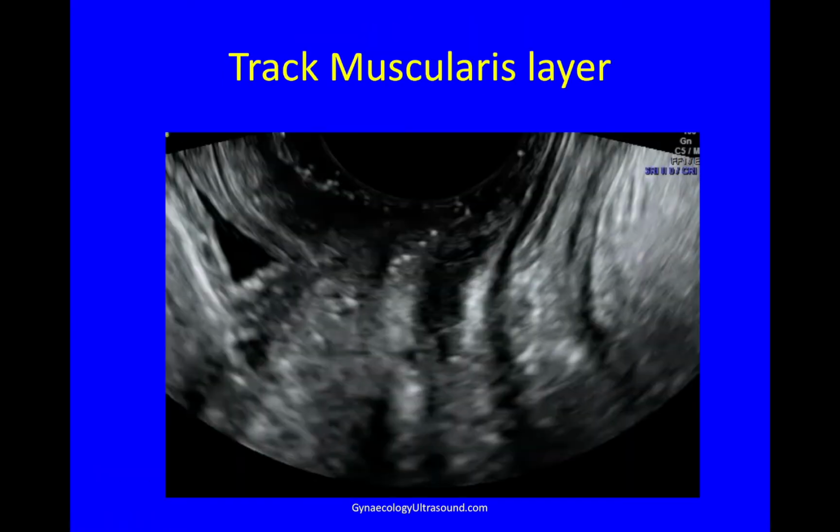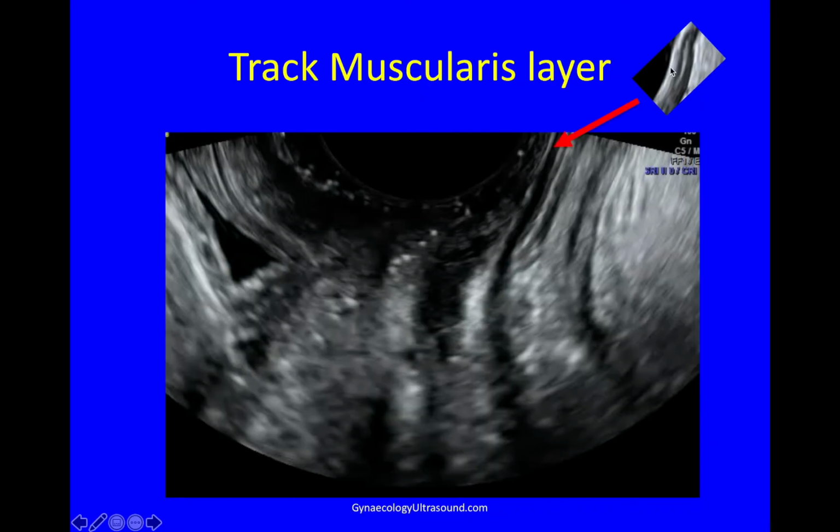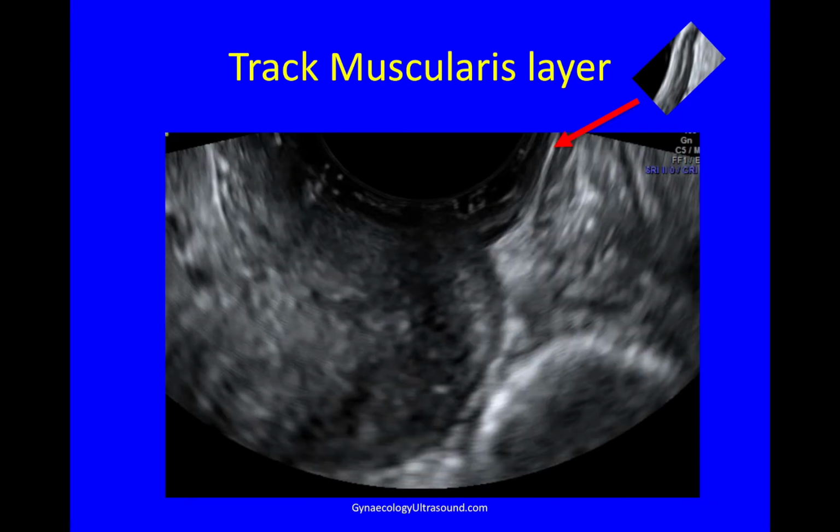So when you start your TV probe, you can track this layer. If you pull out your probe slightly away from the cervix and then look for this line just there. And this line, as I said, you've got white serosa, then you've got two dark layers, the outer longitudinal fibers, a little bit of fibrous tissue, the inner circular muscle fibers. This is the muscularis layer that becomes very abnormal when it's affected by deep endometriosis. So keep your eye on that muscularis layer.